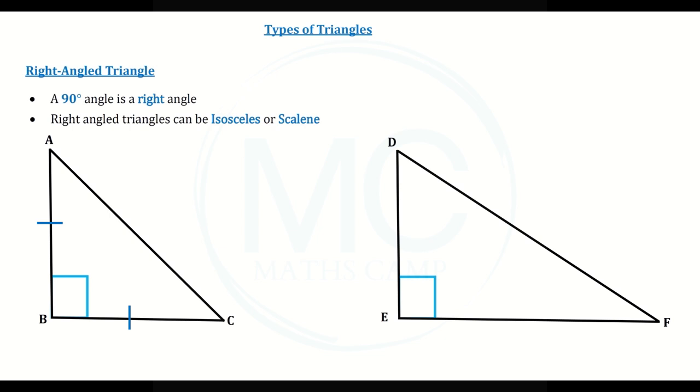So this is a right angle triangle. It is also an isosceles triangle because two sides are equal. So this is a right-angled isosceles triangle. In the triangle on the right, the lengths of all three sides are different. So this may be a right-angled triangle, but it's also a scalene triangle. So this is a right-angled scalene triangle.